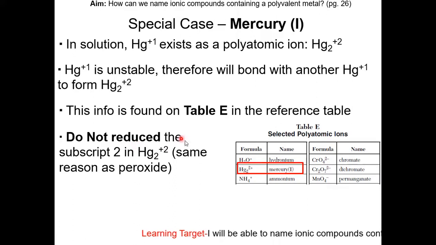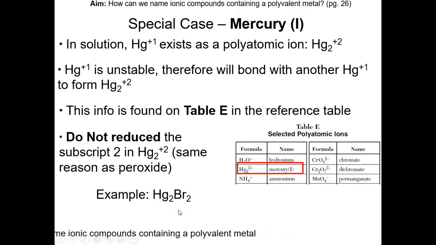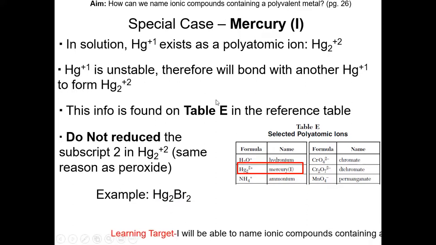Do not reduce the subscript 2 in Hg2, for the same reason as peroxide. For example, you have Hg2Br2. You do not reduce the subscript because Hg2 is a polyatomic ion. It's treated as one unit. On the Regents, questions about mercury(I) are quite rare.